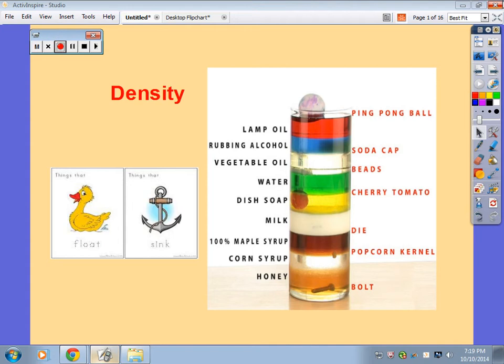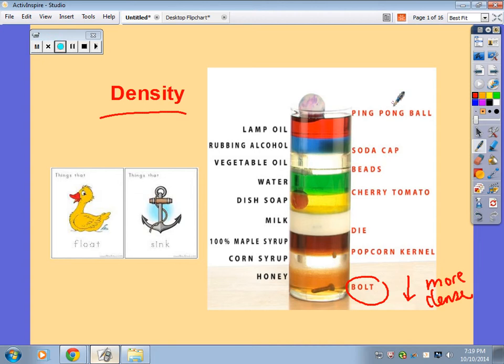So you know that an anchor is dense. And if you look at this right here, density means how much stuff there is packed per unit area. So I'm going to look at this bolt right here, and this is a really cool picture, isn't it? And this bolt actually is on the bottom. So what does it tell you is on the bottom? It's more dense than everything else in here.